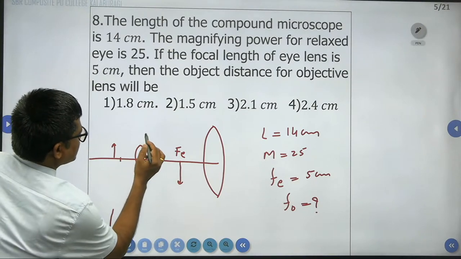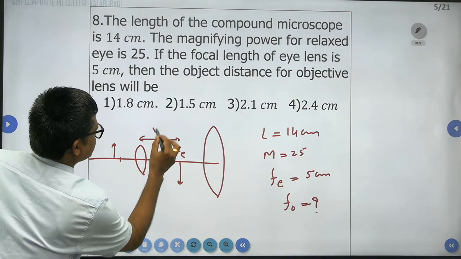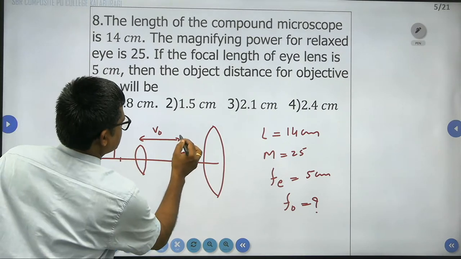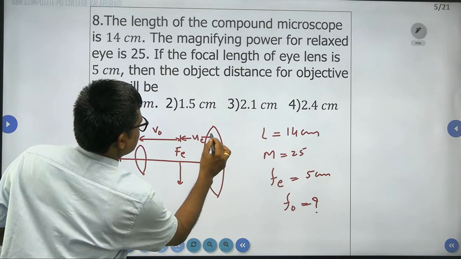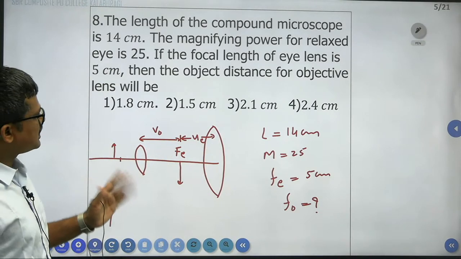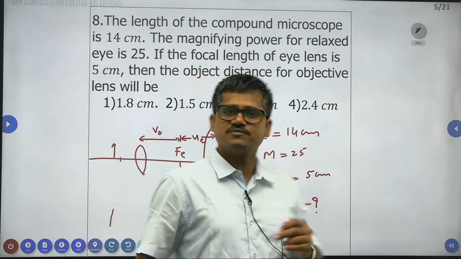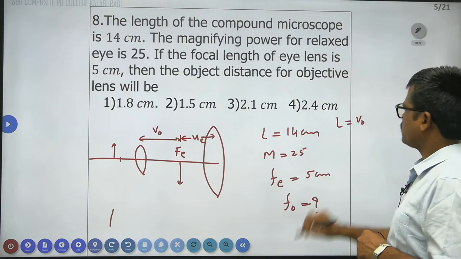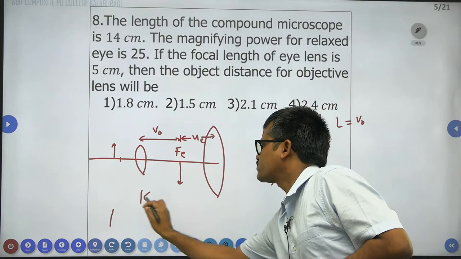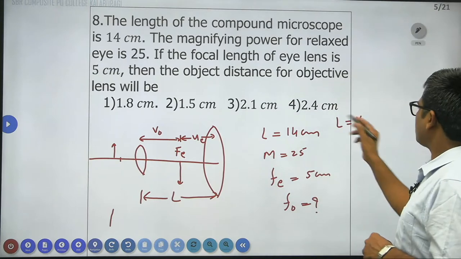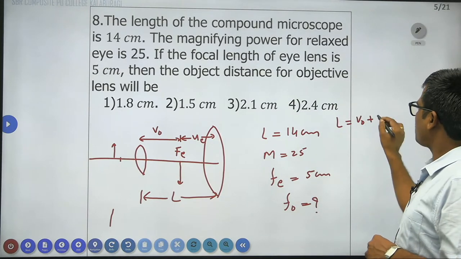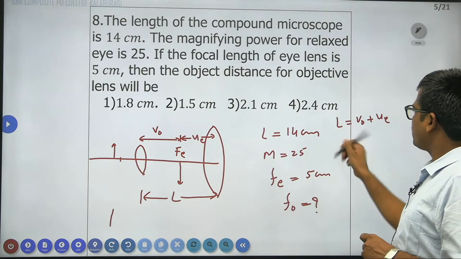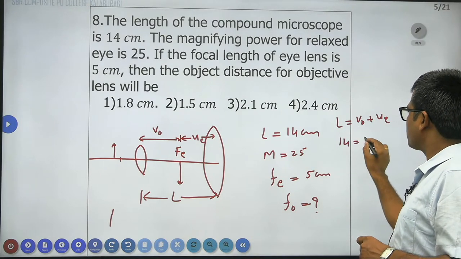Now let me say this is V0, that is the image distance of the objective. Am I right? Okay. Now this will be the object distance for the eyepiece. Got my point? Now what should be this length? Let me take the length of the tube. This is the length of the tube. So can I say the length of the tube is V0 plus the object distance for the eyepiece? So this plus this will be L. They have already given L. What is the L value given? It's 14 centimeter.